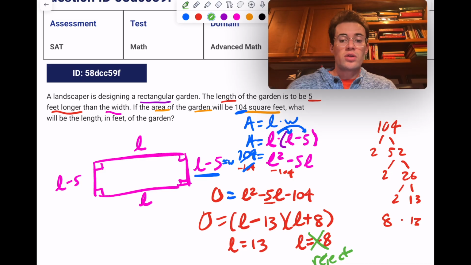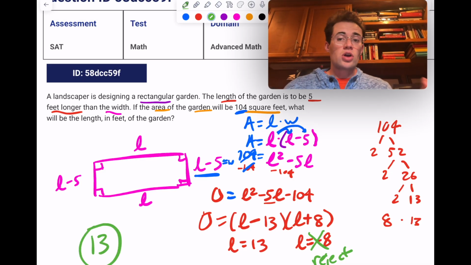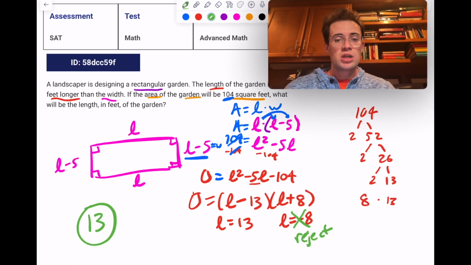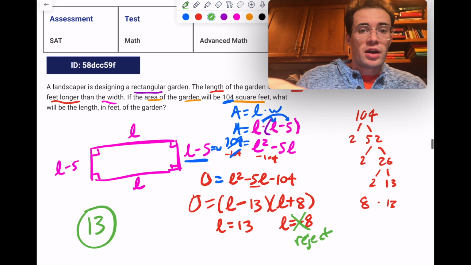And that means that the only possible length is 13. So 13 would be our answer. Now, I will show you how to check it in just a second on Desmos. But the other way you could check it is just figure out if it's actually true.